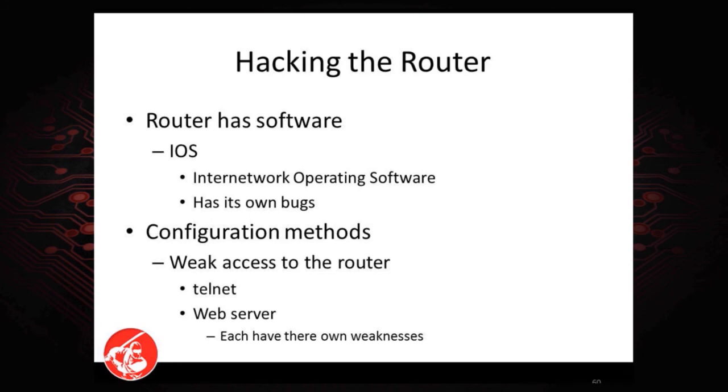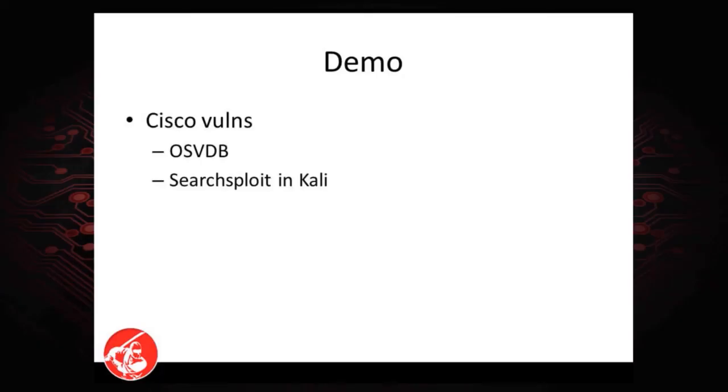Configuration methods, weak access to the router: telnet or clear text methods to the routers can be intercepted, and we potentially can compromise the password and get in that way. Or the web server. If they're running a web server on the device, it could have its own weaknesses too. So the software within the router itself might give us a vulnerability that we can use to gain access to the router itself. Okay, we're going to do a demo now and look at Cisco vulnerabilities in an open source vulnerability database in Searchsploit, a tool in Kali Linux.